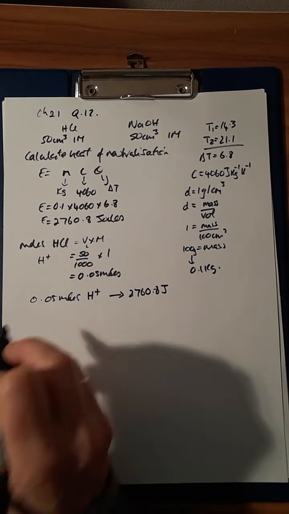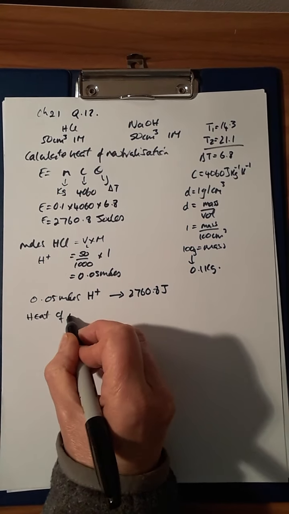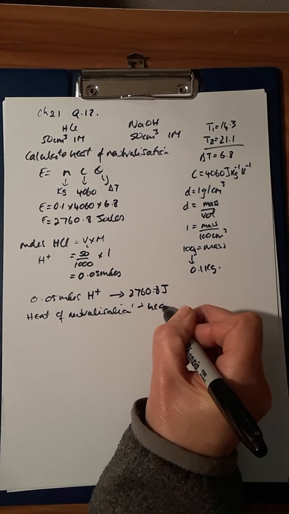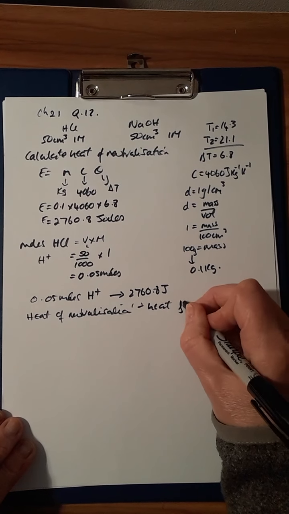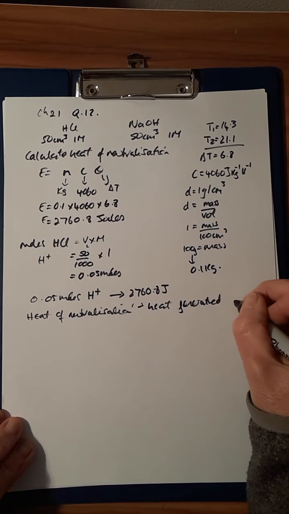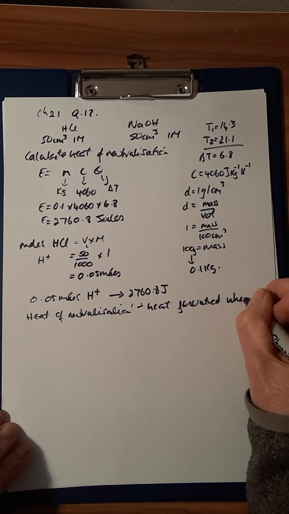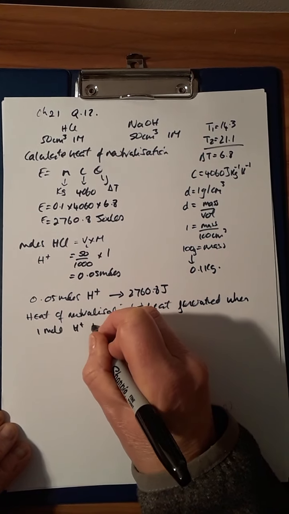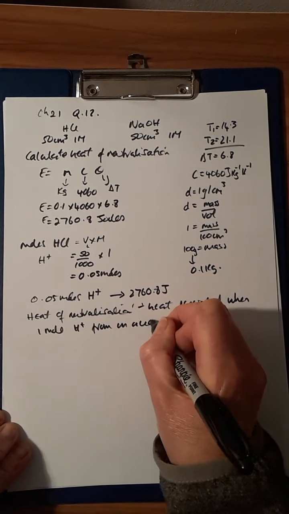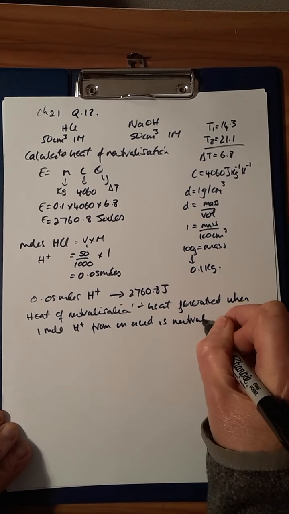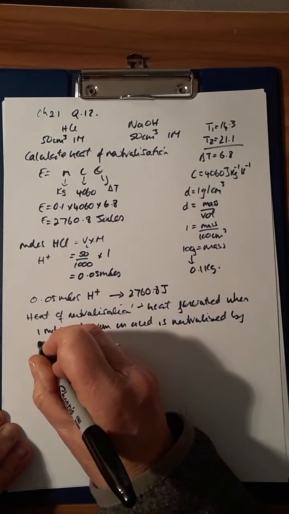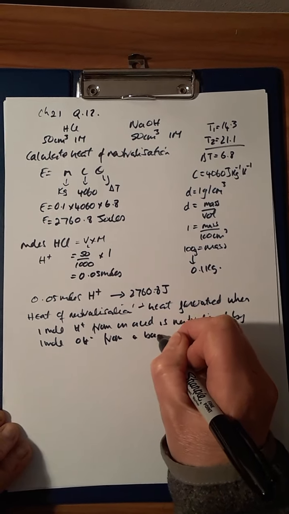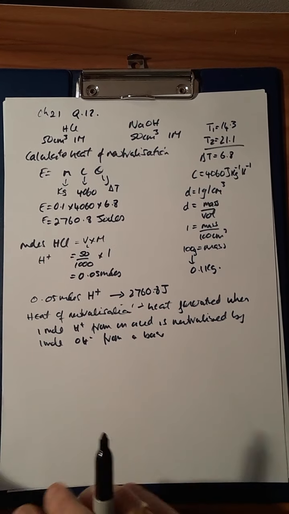The question asks me for the heat of neutralisation. Now, the heat of neutralisation is the heat generated when 1 mole, and this is a definition that you have to learn, the heat generated when 1 mole of H plus ions from an acid is neutralised by 1 mole of OH minus ions from a base. So that's your formal definition. So that's an important definition.